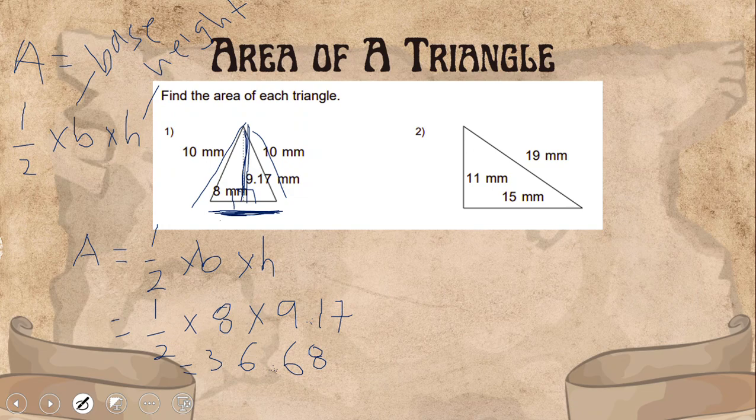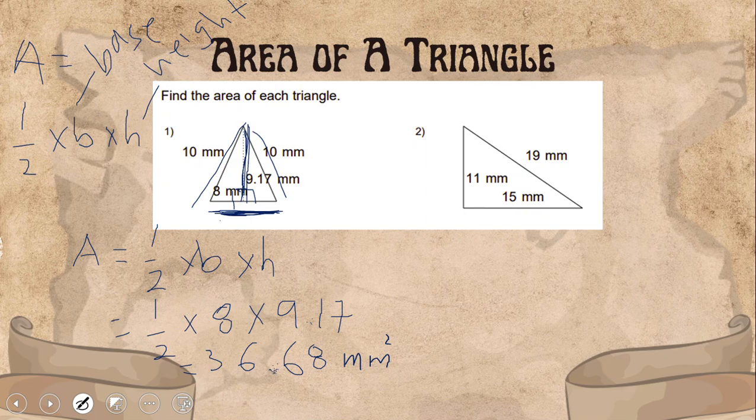Now you see you have your unit as millimeter. For area, you will have millimeter square. Remember, you need to put square in your unit for area. Do not forget that. Now for question 2, let's try the same thing.